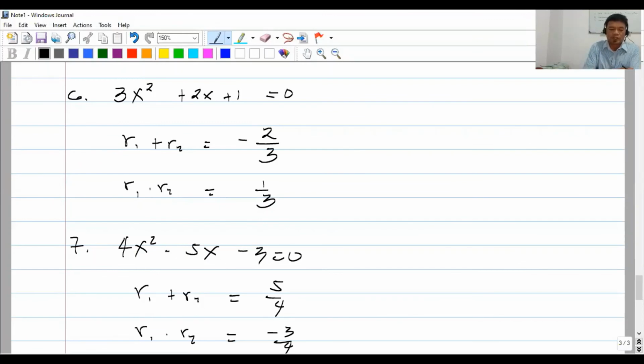So that's how we make use of the sum and product of the roots of given quadratic equations. We can make use of these formulas in finding the equation, and also in finding the sum and product of the roots of a given quadratic equation.